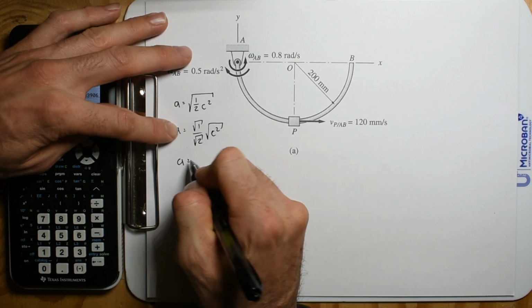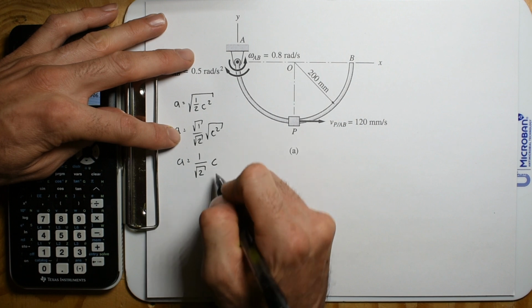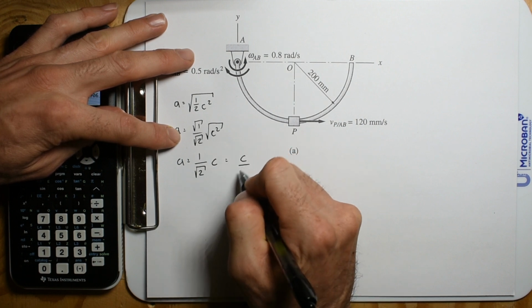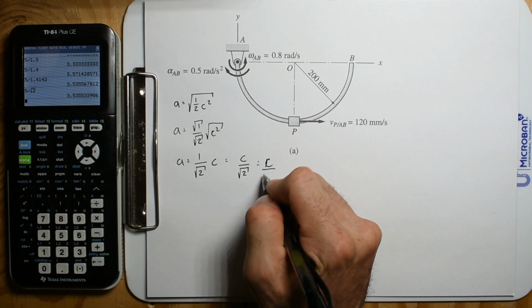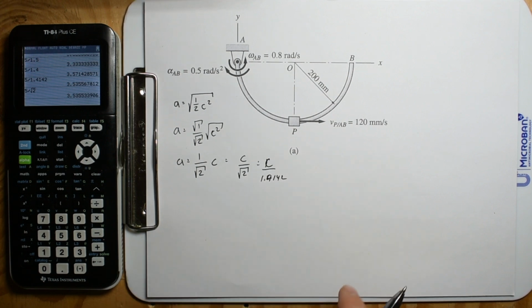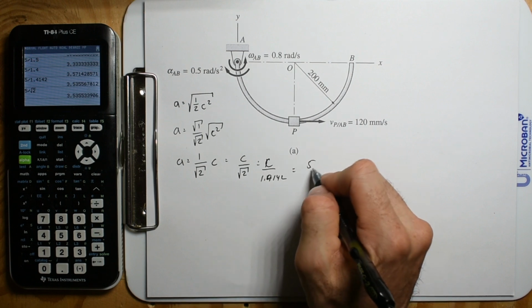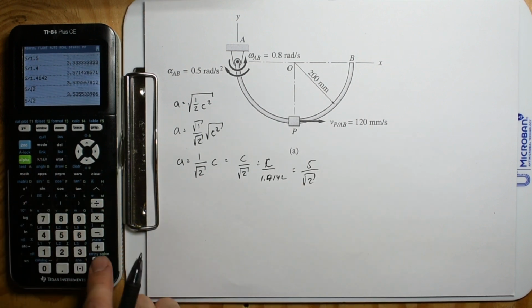So, obviously this is just 1 divided by the square root of 2, and this c squared is just c. So we have c divided by the square root of 2. And then the square root of 2 is about 1.4142. And isn't that what we just did? Our c was 5. 5 divided by the square root of 2. That is exactly what we did.